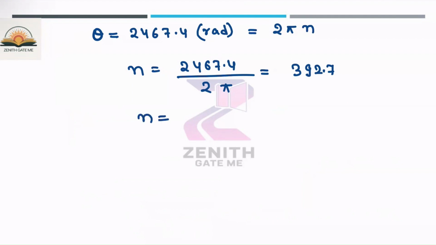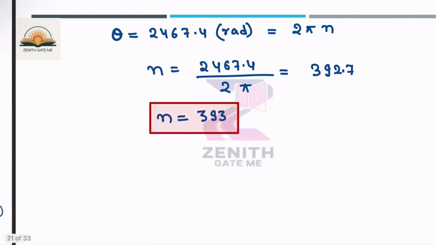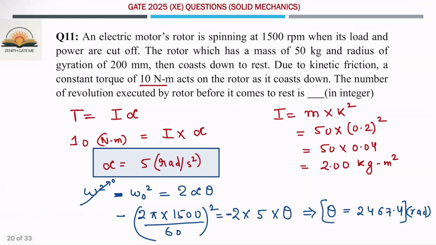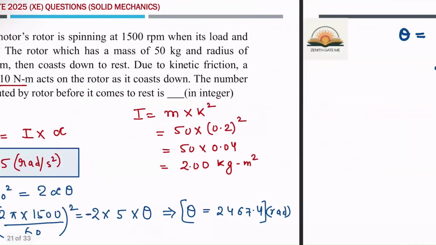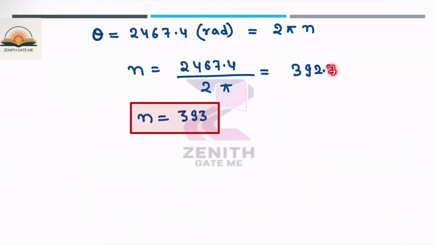So what will be the correct answer? The correct answer will be 393. Why is 393 the correct answer? If you read the question carefully, it is mentioned you have to round off to the nearest integer. Because this will be more than 5, 393 will be the answer. So for this question 393 is the correct answer.